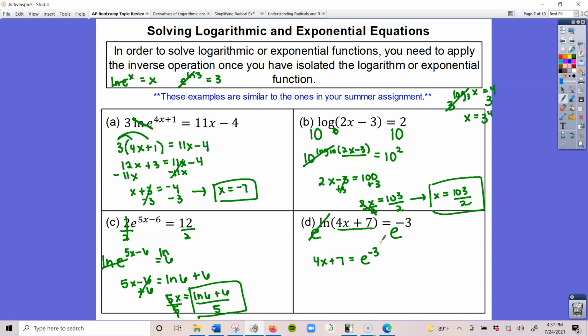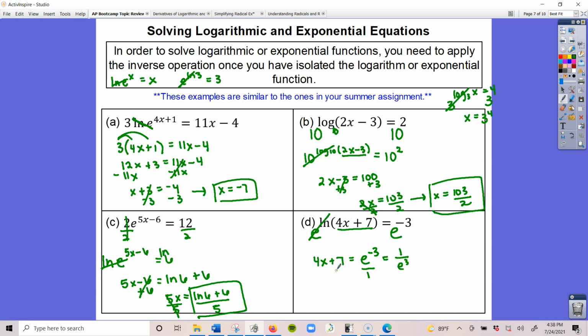Remember, we can leave e to the -3. You can also rewrite this if you wanted to or you prefer as 1 over e to the 3rd. If you recall your rules of exponents, which we'll go over after this, whenever you have a negative exponent, that means it's in the wrong spot. If it was originally a numerator, it would move down to the denominator. If it was in the denominator, you would move it up to the numerator and then change the sign of that exponent. So e to the negative 3, if I put this in as a fraction, it's in the numerator, so I'm going to move it down to the denominator and make the exponent positive.